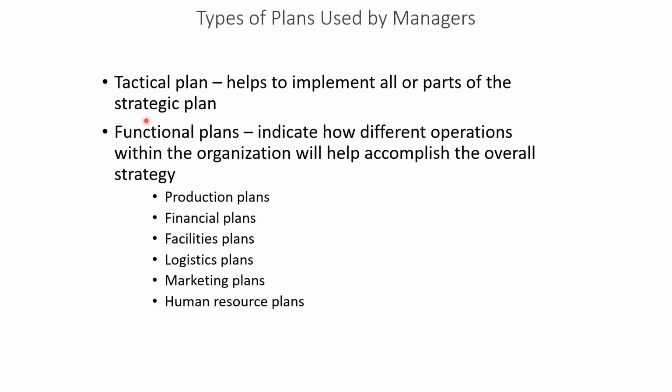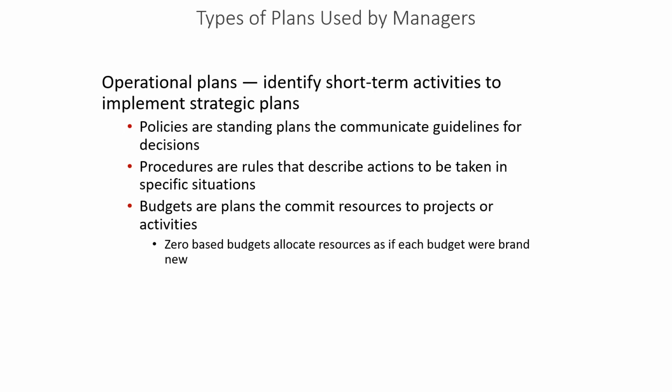So we have spoken about the long term and the short term. Now comes the tactical and the functional plan. Remember, a tactical plan is only a sub-plan within the strategic plan. It's a small plan that executes your strategies or the longer-term goals. A functional plan, on the other hand, indicates how different operations within an organization, let's say financial, operations, engineering, purchasing, and so on, accomplish the overall strategy. That is the production plan, financial plan, facilities plan, logistics plan, marketing plan, human resource plan, and so forth.